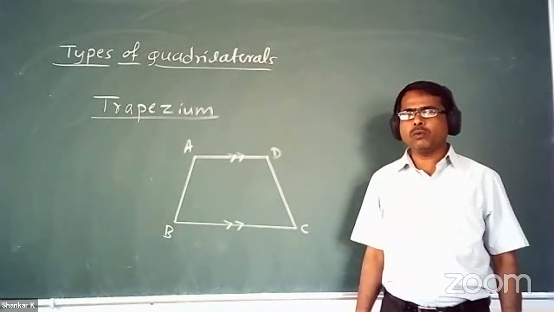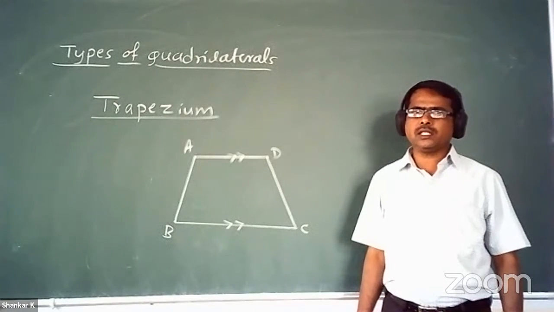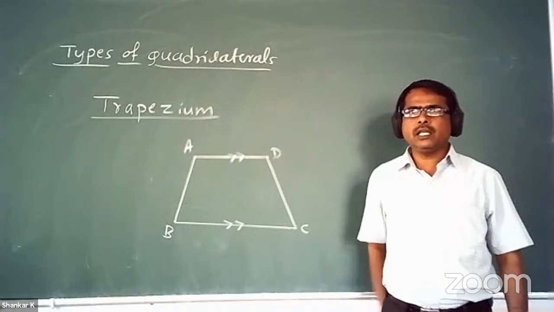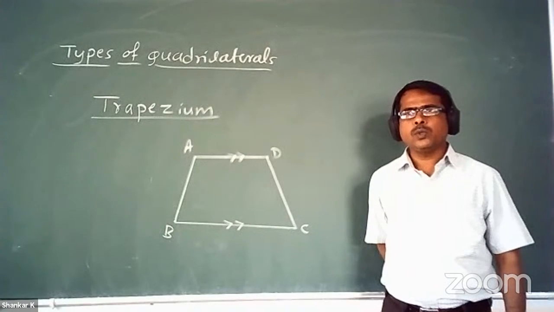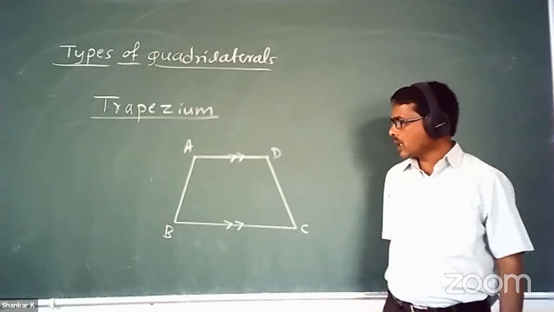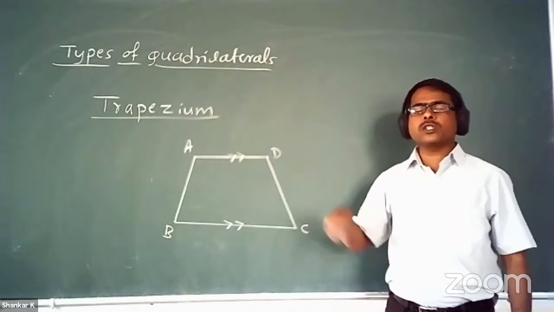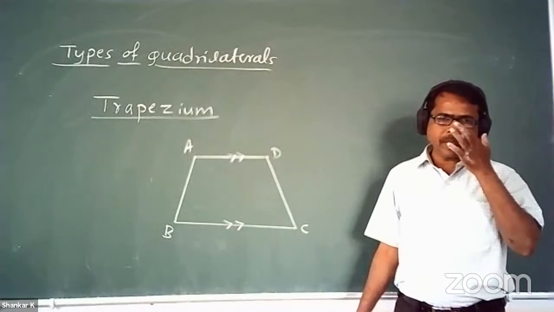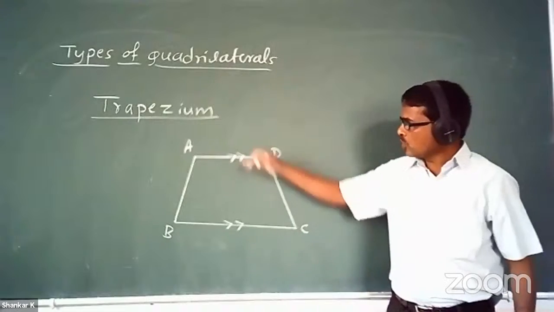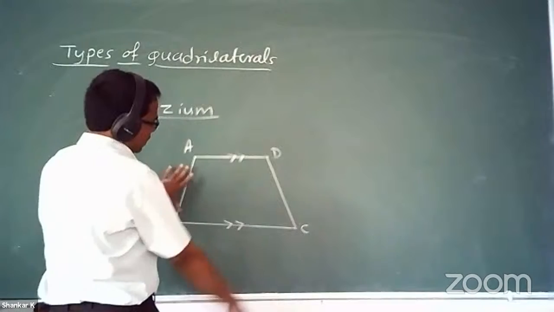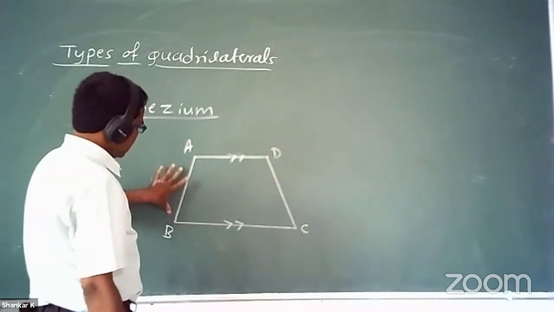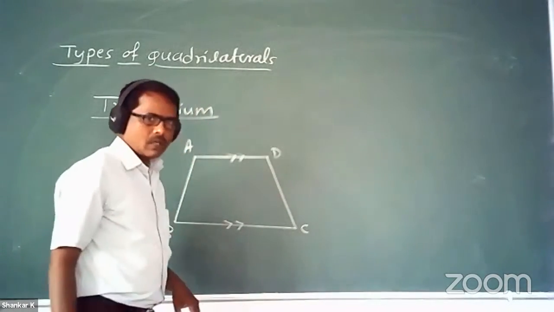Then one more term is isosceles trapezium. In triangles, there is an isosceles triangle, no? What is an isosceles triangle? A triangle in which two sides are equal in length is known as an isosceles triangle. Here, we call it an isosceles trapezium if the non-parallel sides are equal in length. These are parallel. So here AB and CD are not equal. CD is a little long and AB is short.